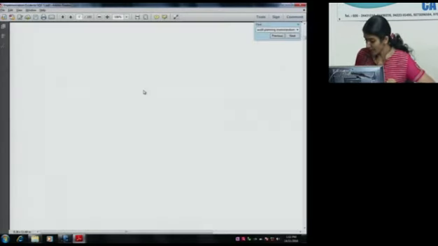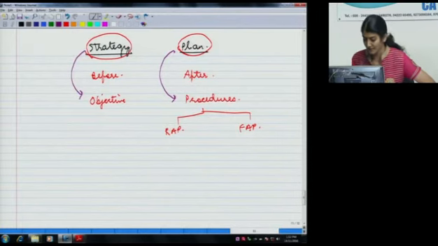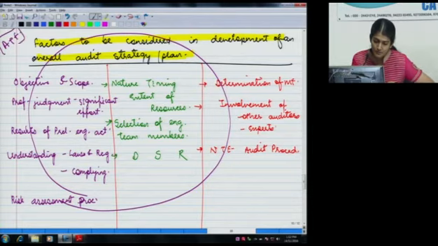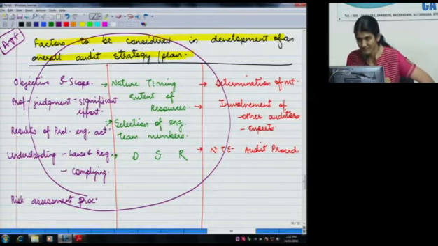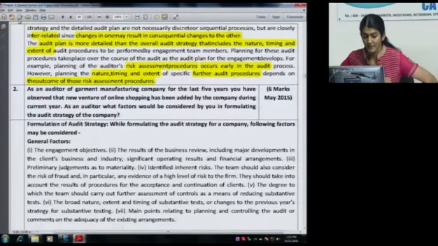So again, for this question, you could have borrowed points from the factors to be considered in the development, the objective and scope. This is the most important question from this particular essay, because any question asked regarding audit plan, audit strategy, these are the points around which your answer has to rotate. Factors to be considered. Next one.